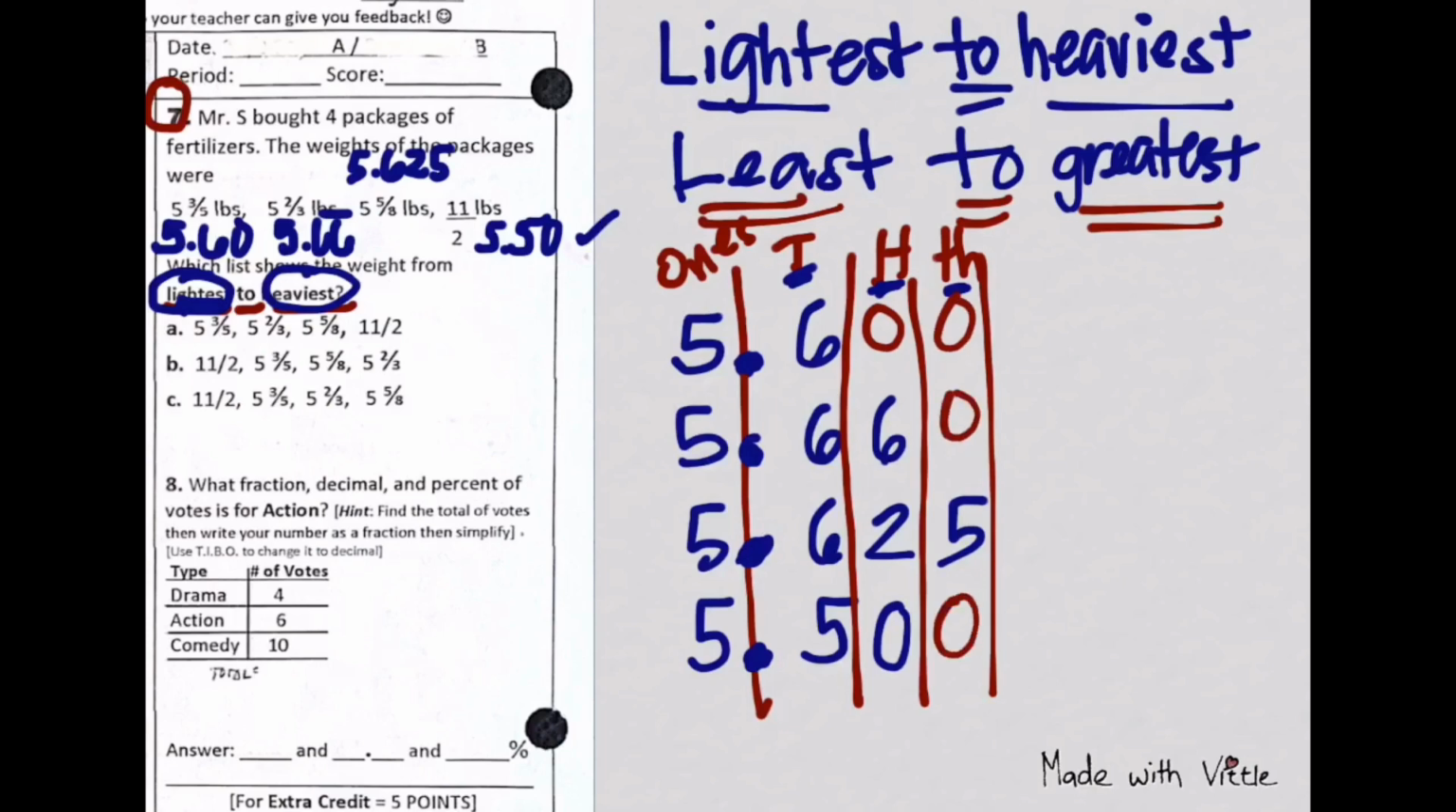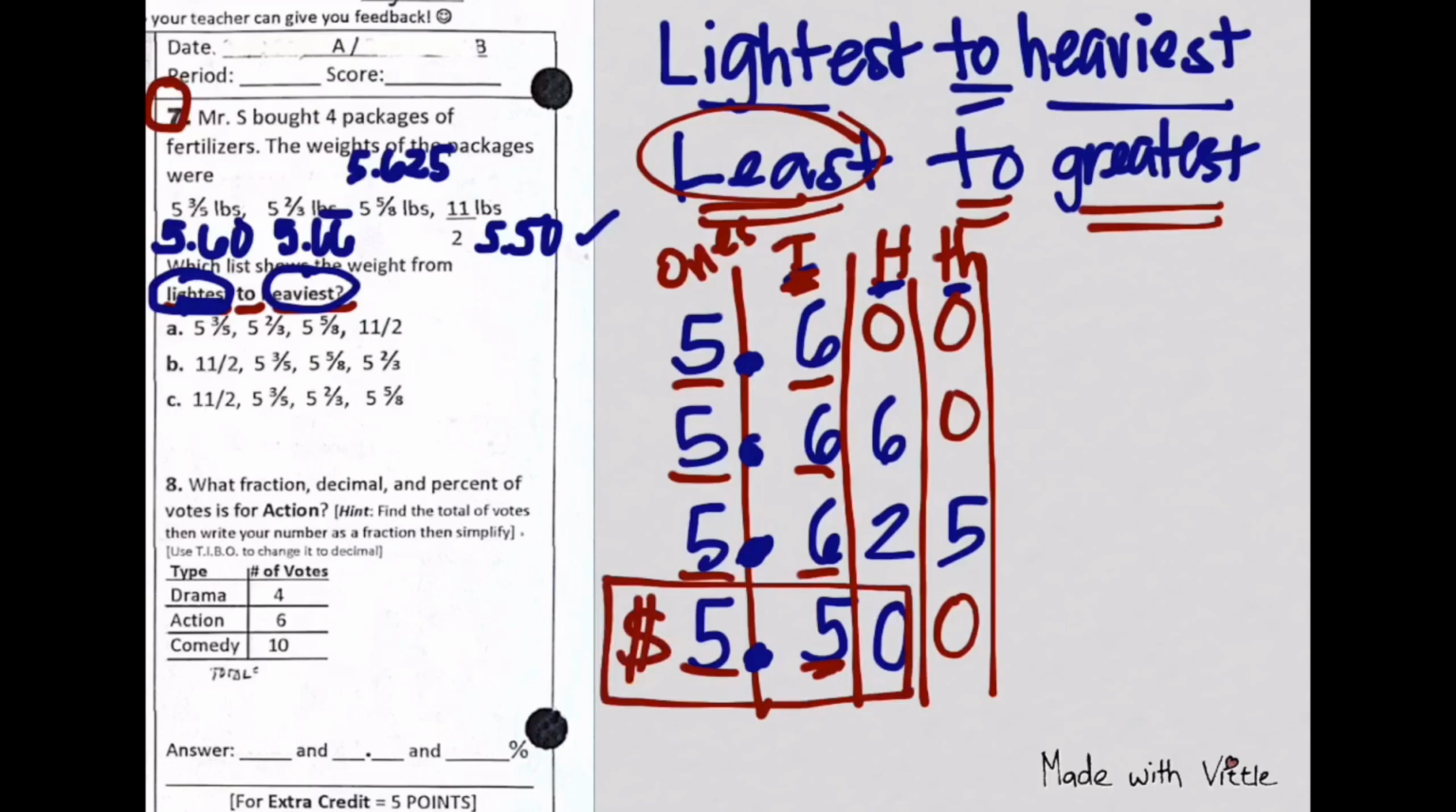Now we're going to compare from the ones going to the right, okay? The ones are all the same. They're all 5 wholes. So we're going to move on to the next place value, which is behind your decimal point, the tenths. Look at that. This is 6 tenths, this is 6 tenths, this is 6 tenths, this is 5 tenths. So which one do you think is the least amount on the tenths place value?